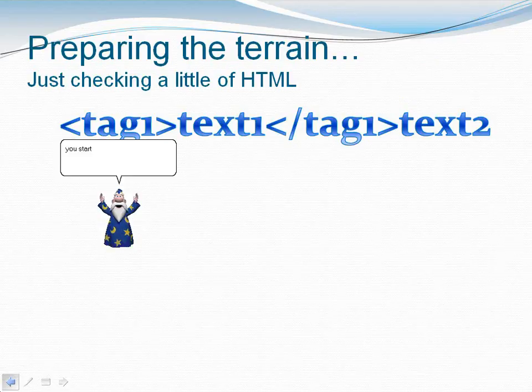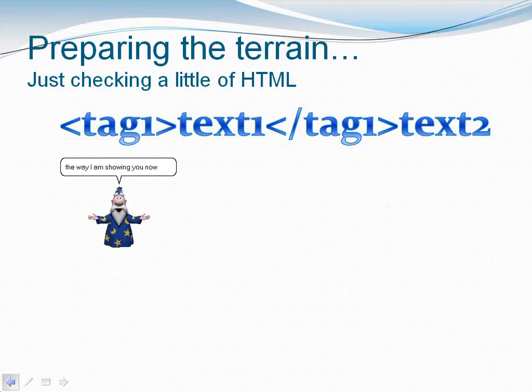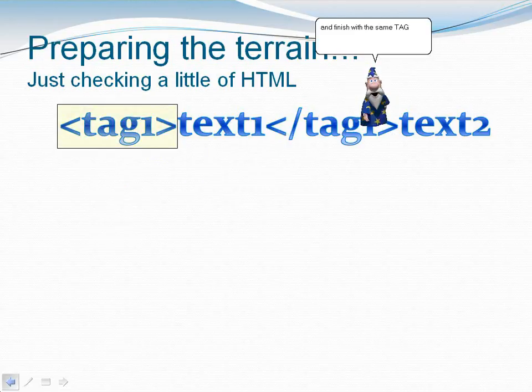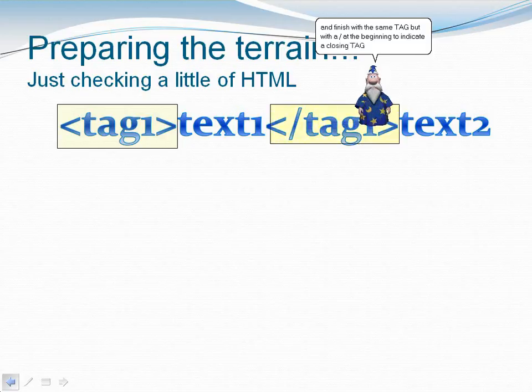To do that, you start marking the start of the portion of the text to be affected with a tag. The way I am showing you now. And finish with the same tag but with a slash at the beginning to indicate a closing tag. As you can see here. Then, when you see the text in the browser, you will find that just the portion of the text delimited by the tags is affected.